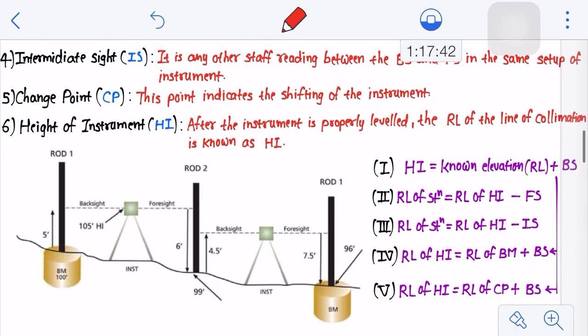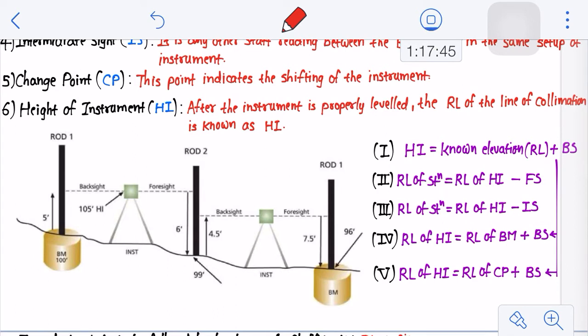And the next one is a change point. This point indicates the shifting of the instrument. This change point is simply abbreviated as CP. It is also known as turning point in certain cases, right?